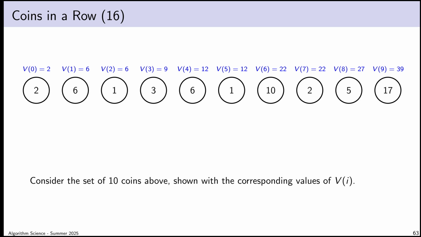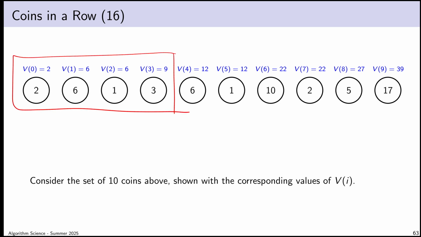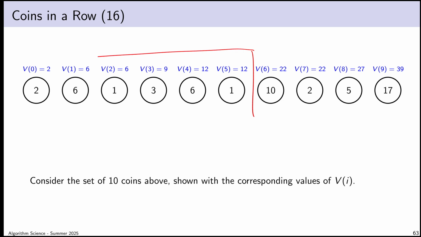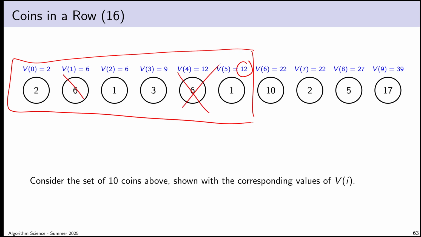So here's my collection of coins, and I have computed the value of V for each index I. For example, when I say V3 equals 9, what I mean is that if I'm only allowed to pick up coins from among the first 4 coins, so coin 0 through coin 3, the maximum value I can get is 9. I think that would be if I pick up the 6 and the 3. And if I take a look at, let's say, V5, the fact that it equals 12 means that there is some way of picking up total value 12 from among coin 0 through coin 5. I think here I would do that by picking up the two 6s. That's the easiest way of making that happen.